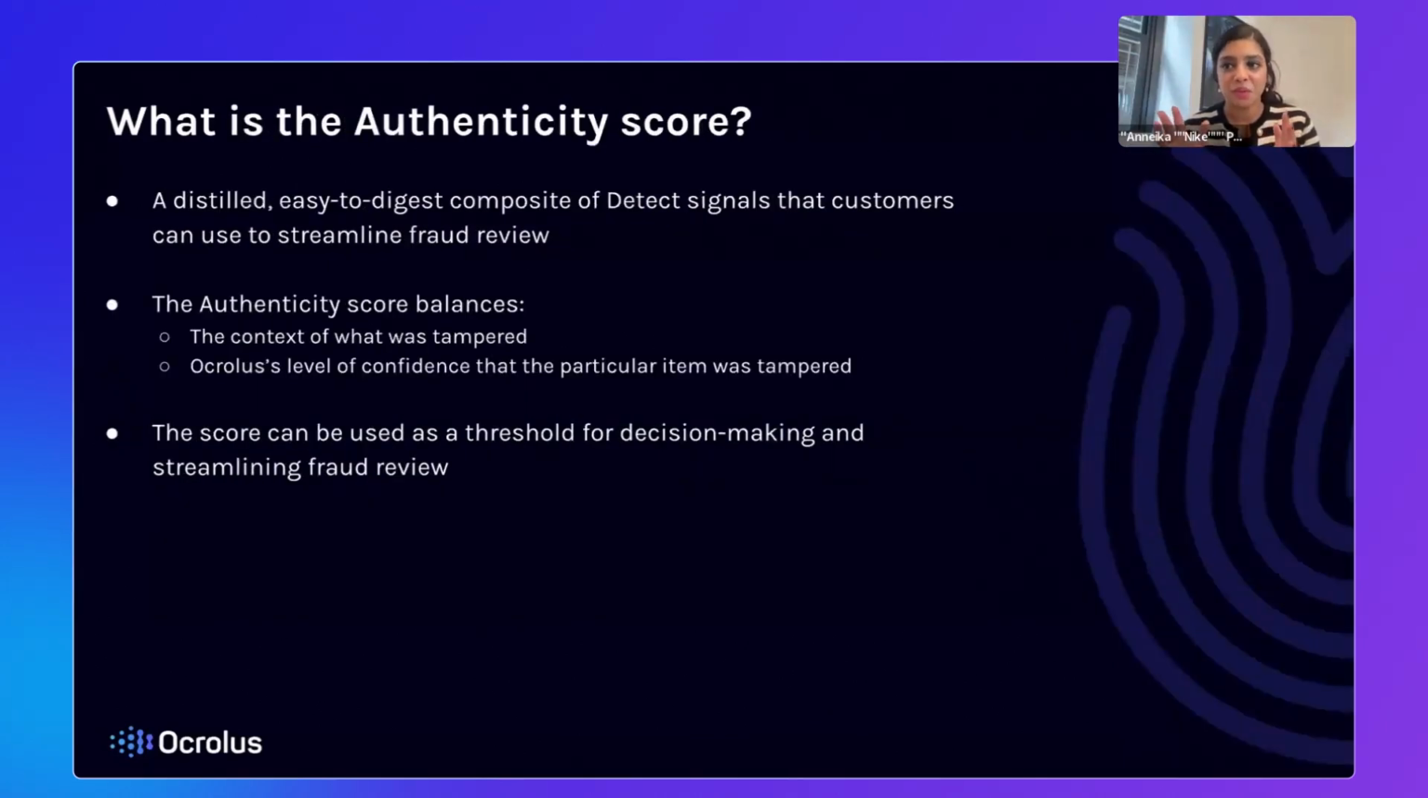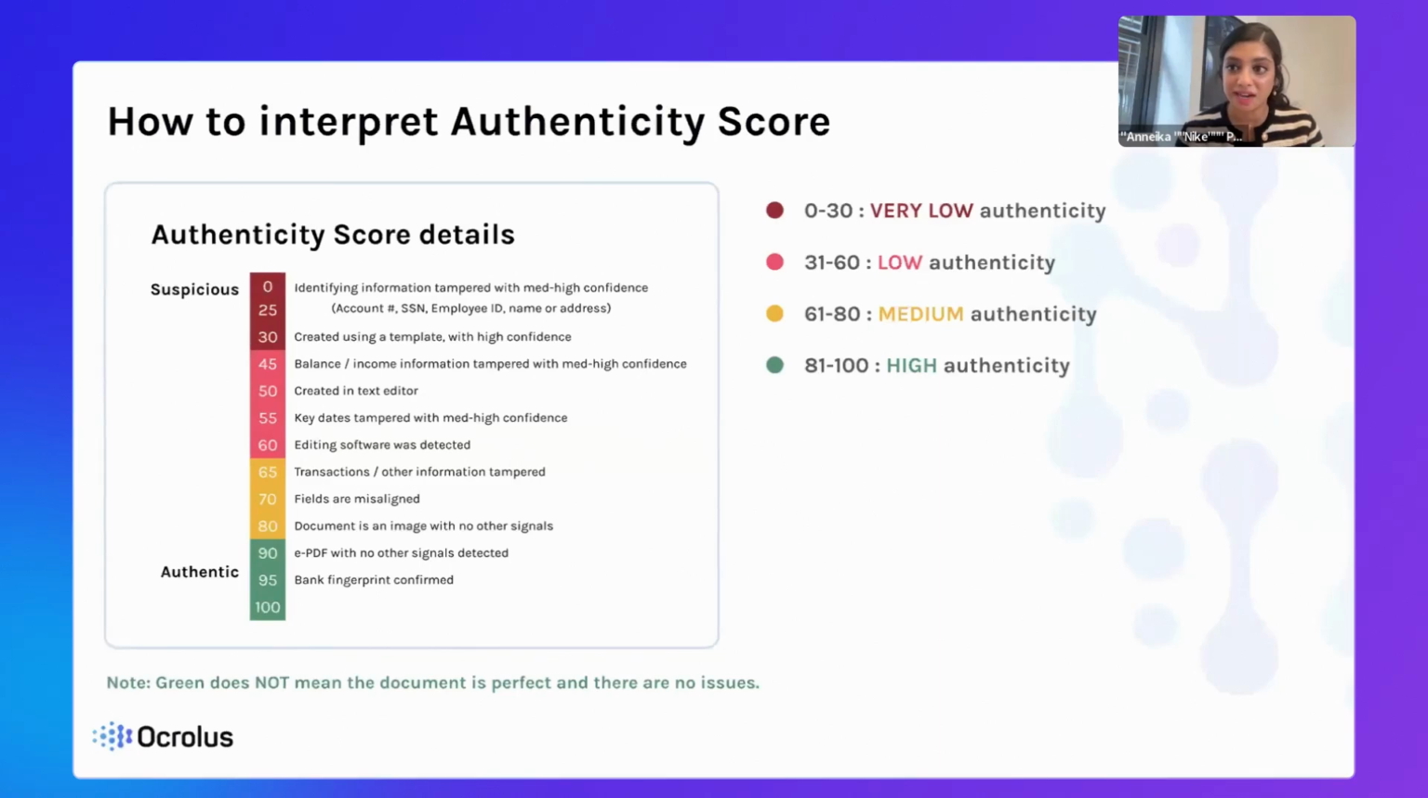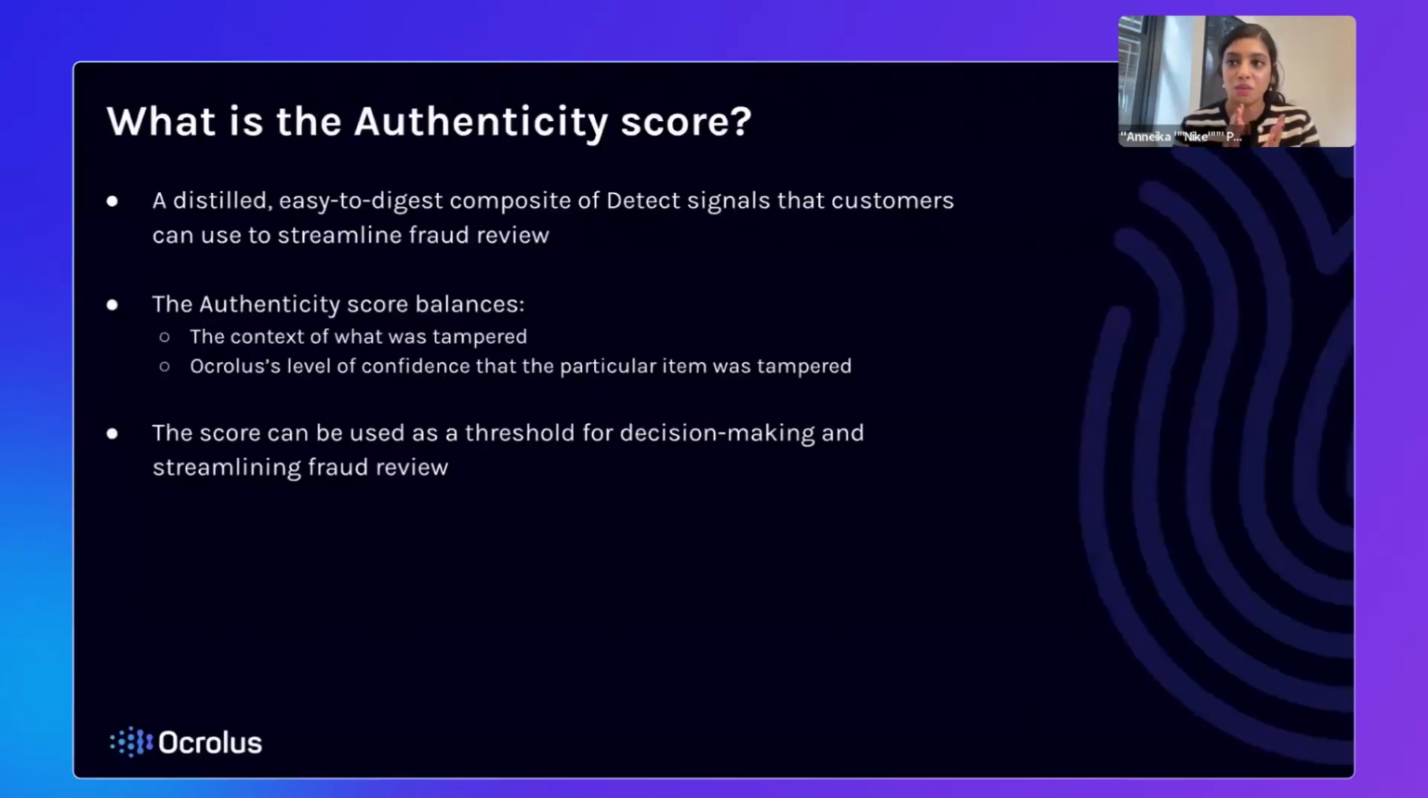All right, so we also have a concept called the authenticity score, which I'm going to show you in just a second here. Why do we have an authenticity score? The authenticity score makes it easy to interpret all of the signals we give you on a document. Now, when you get a document and you receive back detect signals, you'll get a compilation of all the signals in the form of a nice, easy to digest authenticity score. And that tells you how to interpret all of those signals.